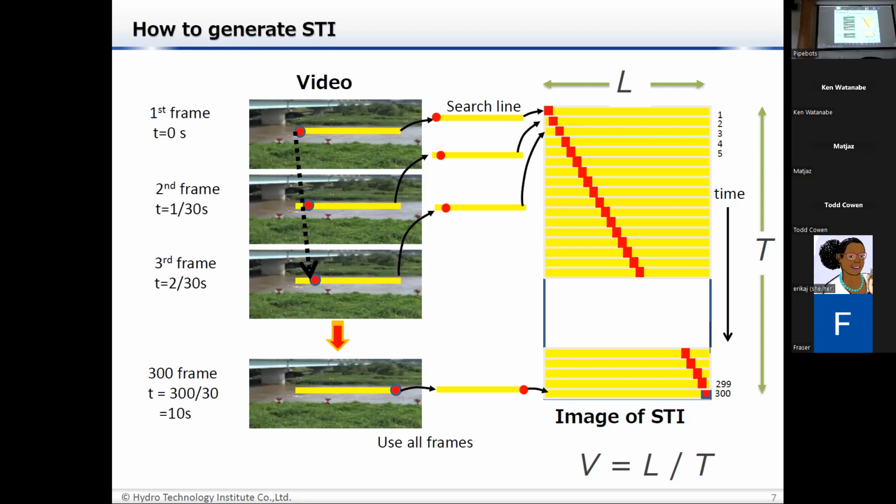When the red object moves at a constant speed, we get a straight texture in the STI. Since the particle flows down L meters in t seconds, it means the surface velocity is L over t. Therefore, by measuring the angle of such lines or stripes appearing on the STI, the corresponding flow velocity can be determined. This is an overview of the STIV methodology.